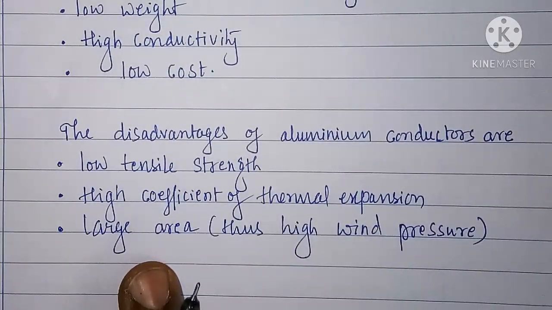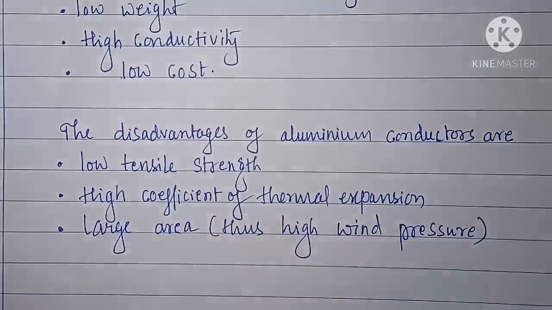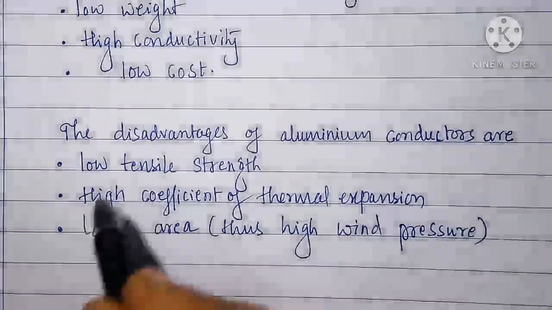In comparison with copper, the resistivity of aluminum is higher. To provide the same resistance per unit length to the aluminum conductor as that of the copper conductor, its cross-sectional area must be increased. If the cross-sectional area increases, its surface area also increases, and hence it will be subjected to higher wind pressure. So these are the disadvantages of aluminum conductors.